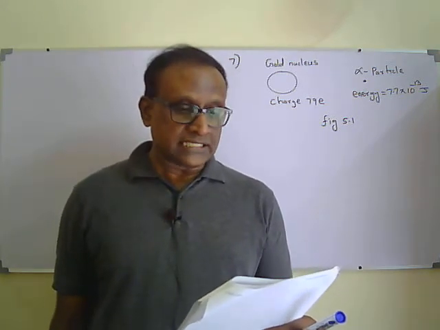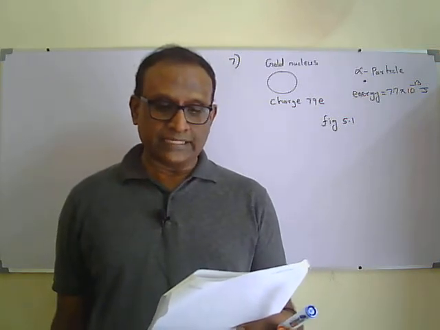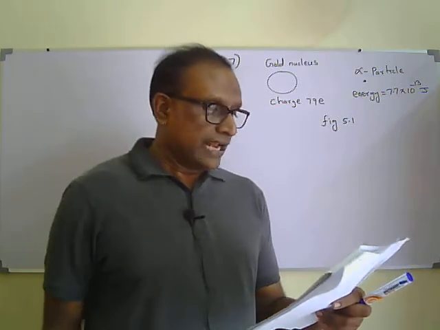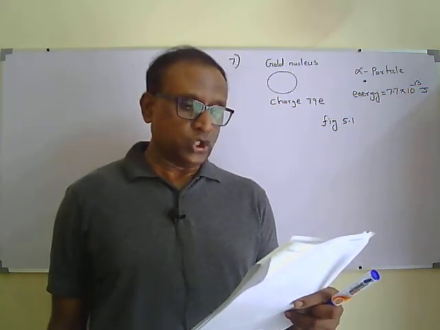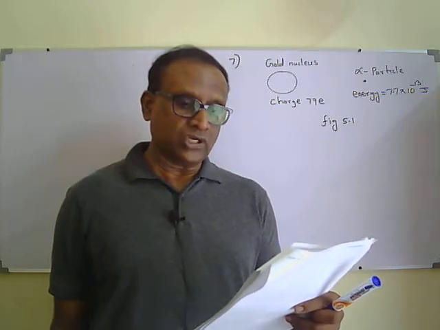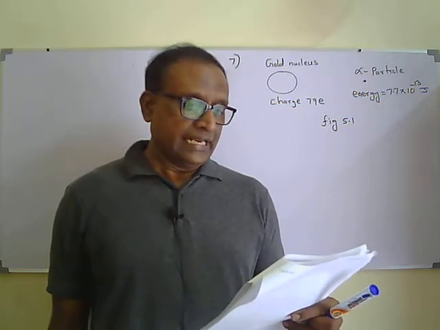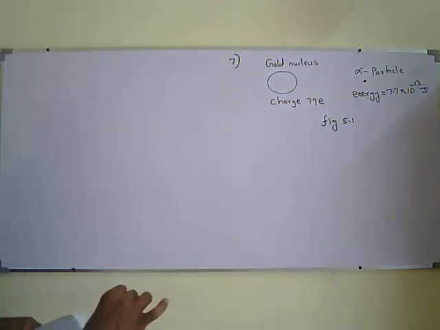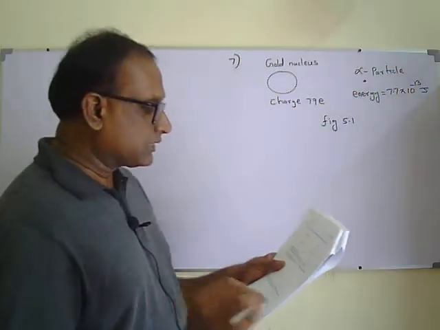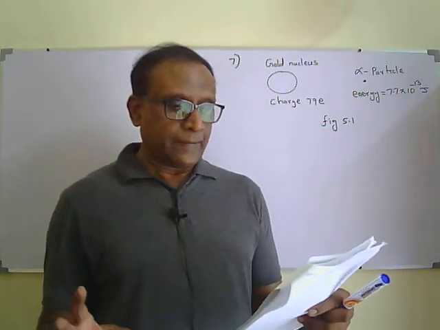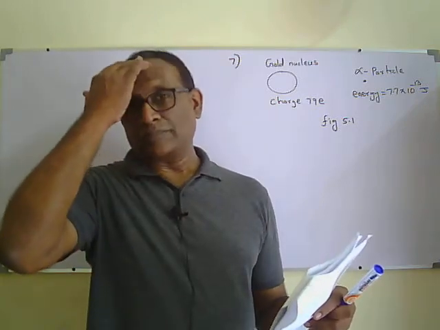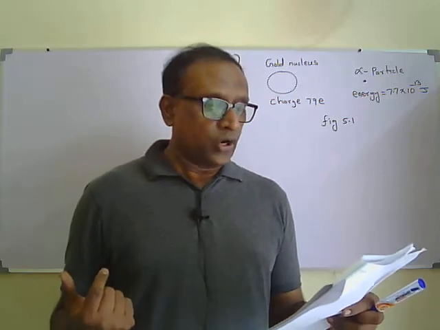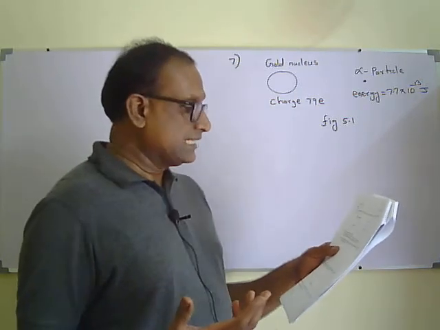At a large distance from the gold nucleus, the alpha particle has energy of 7.7 × 10^-13 joules. The alpha particle does not collide with the gold nucleus. Show that the radius of the gold nucleus must be less than 4.7 × 10^-14 meters. So they are saying the alpha particle does not collide with the gold nucleus. This you learn in IGCSE, the alpha particle scattering experiment. Based on that, this calculation is given. So it's not colliding, they are saying, and the energy is given.